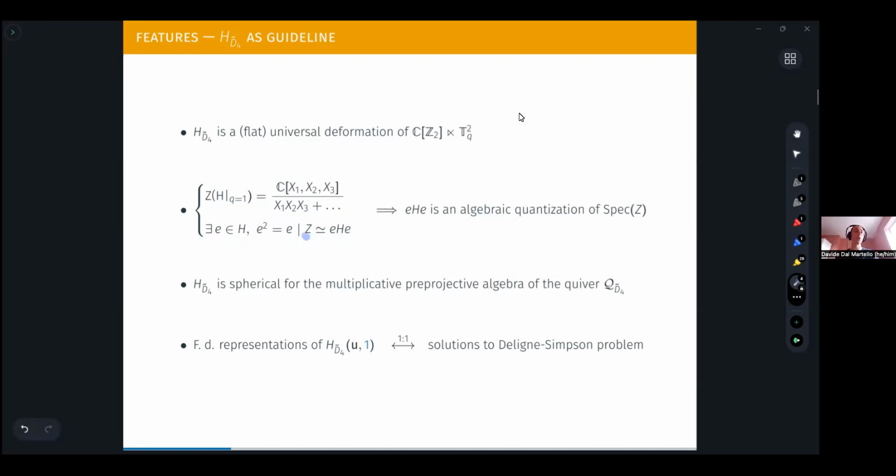And there is an isomorphism, basically telling you that the center is nothing but the spherical subalgebra with respect to this idempotent. Putting two things together, essentially we understand that passing to the spherical subalgebra, we get some quantum algebraic geometric object, because essentially this is an algebraic quantization of the spectrum of this affine delta surface.